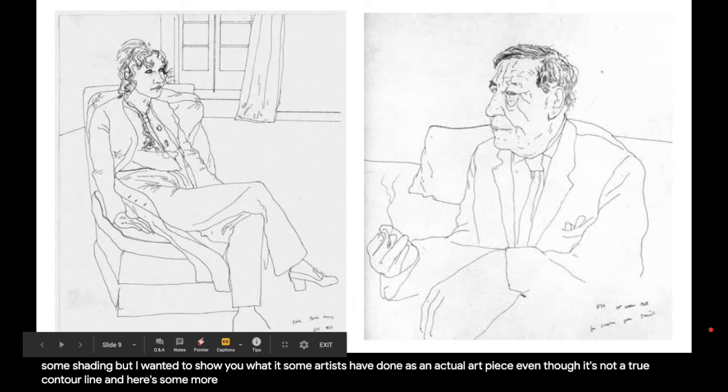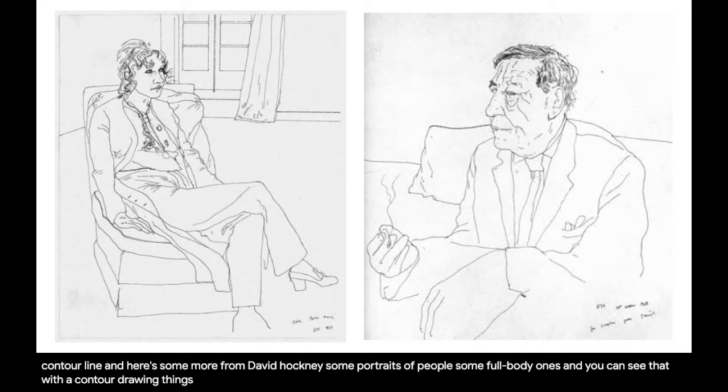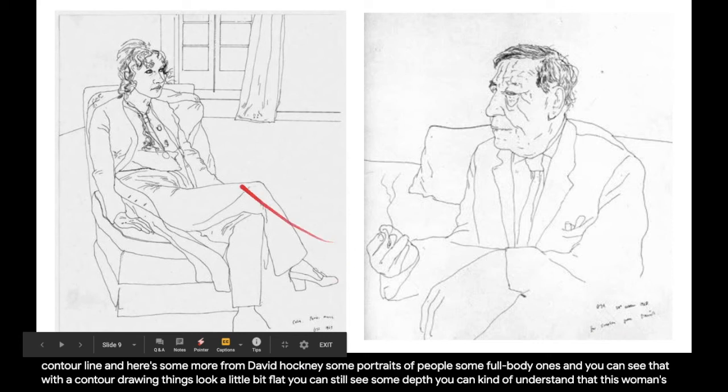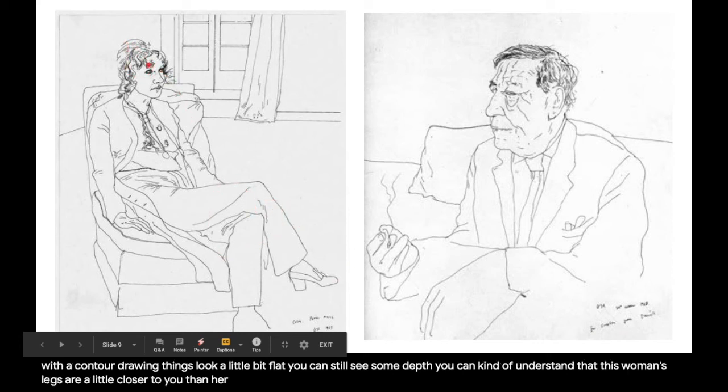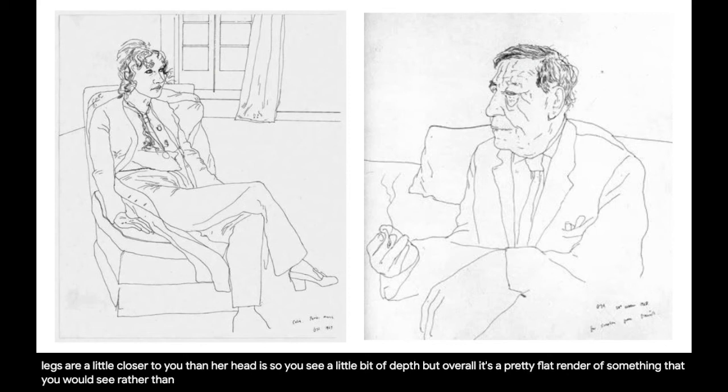And here's some more from David Hockney. Some portraits of people, some full body ones. And you can see that with a contour drawing, things look a little bit flat. You can still see some depth. You can kind of understand that this woman's legs are a little closer to you than her head is. So you see a little bit of depth, but overall, it's a pretty flat render of something that you would see, rather than shading it in where you see a lot of depth and three-dimensional.